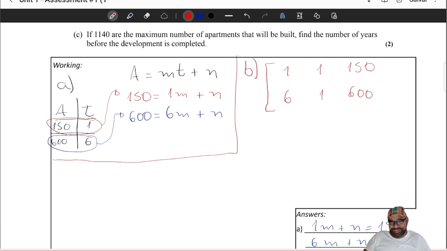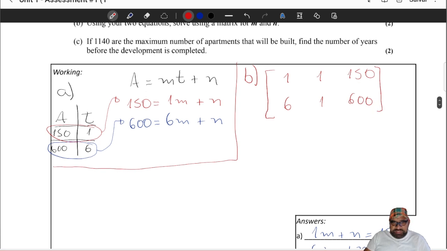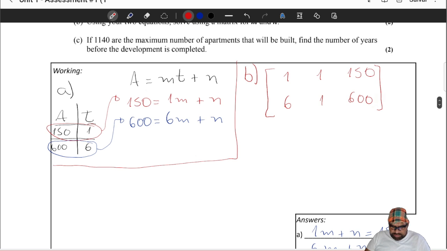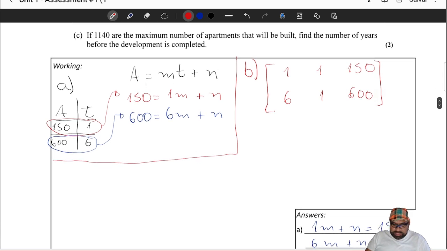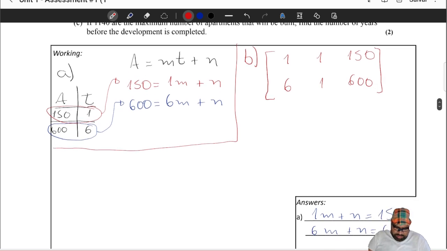The result will be like a negative number. And then you have to ask yourself, is it possible I have negative apartments? No. Okay? You have to have this critical thinking when solving this.